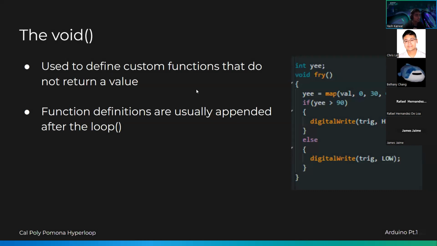Next is void. It's really useful for making your own functions. Usually most definitions for functions in Arduino are at the bottom after your loop. You can define them down there and then call them wherever you need them to be. So you just use void and then the name of the function you want to make, and then curly braces, and put everything in there. Void is used for creating functions that have no returns. So it doesn't expect to return any value back. It just wants to execute commands and continue on with its life.